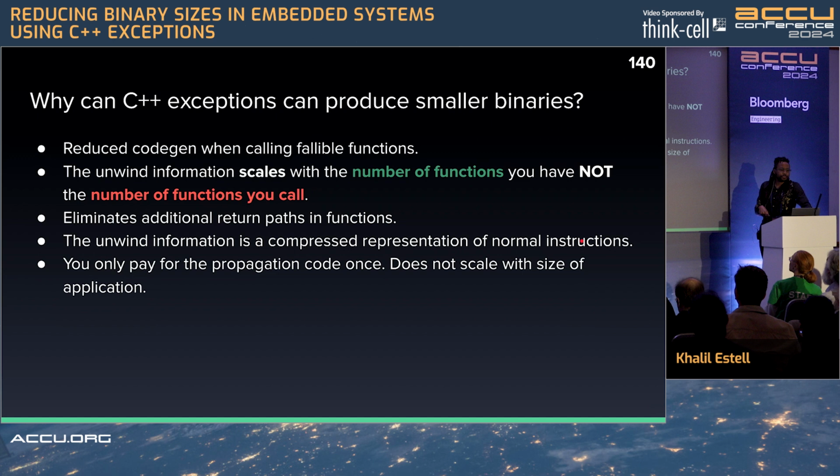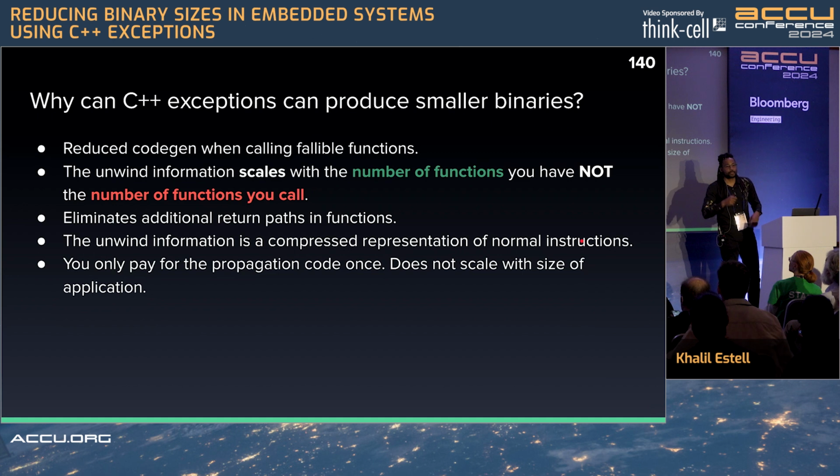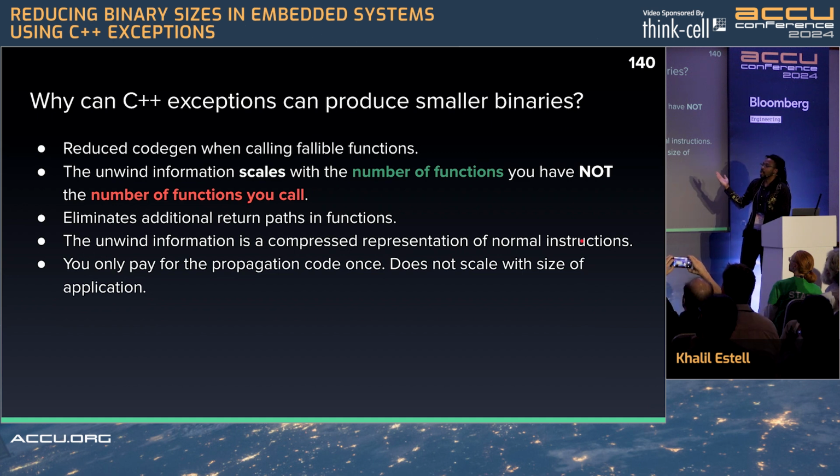Here's kind of my conclusion. Why can C++ exceptions produce smaller binary sizes? Number 1, reduces code gen when calling fallible functions. You guys saw how big the code got once we moved over to using any type of return type for status. The unwind information scales with the number of functions you have, not the number of functions you call in your code.